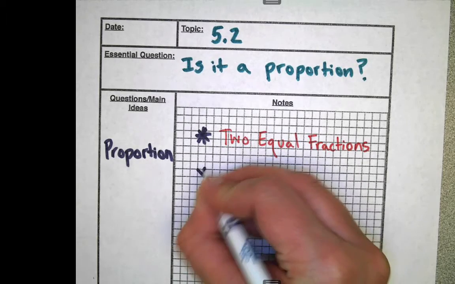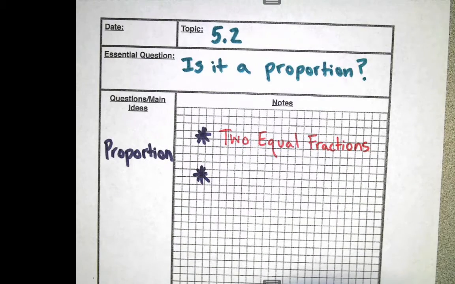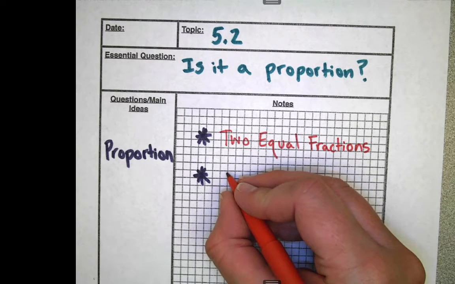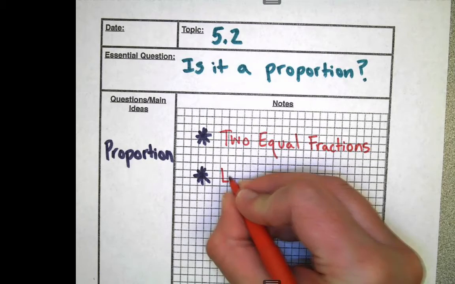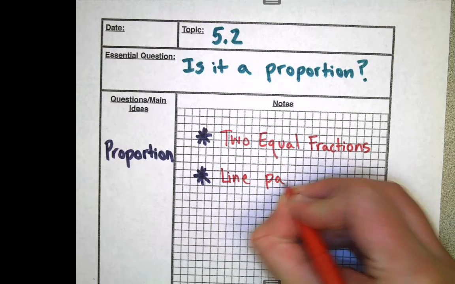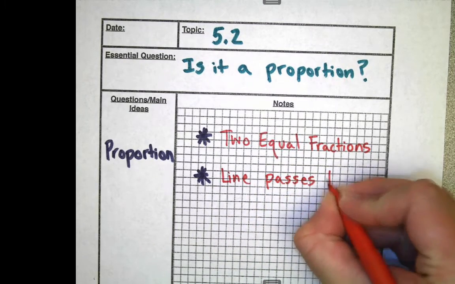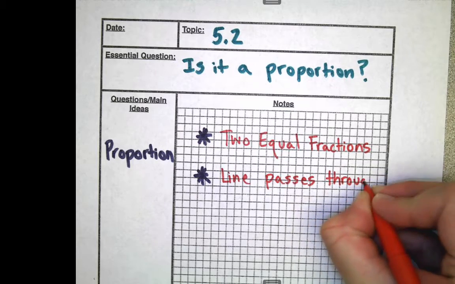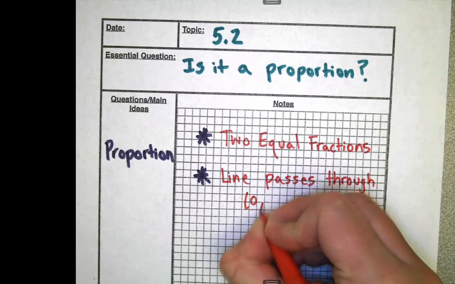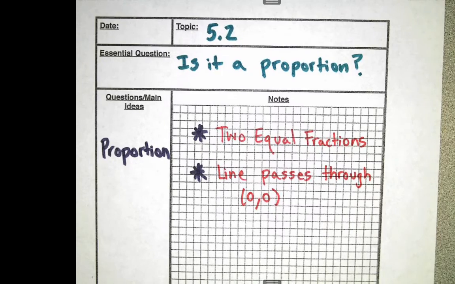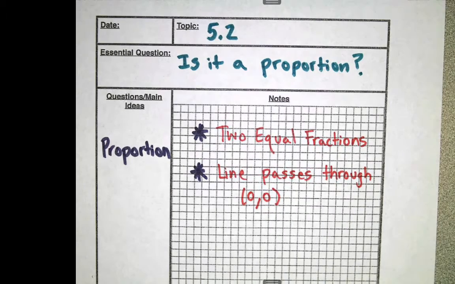So the second bullet point, little star here, that I'm going to write is when we look at it in a graph, it's got to pass through what we call the origin. So the line passes through the origin, which is at 0, 0 on the graph. That is kind of crucial. So we've got two equal fractions. The line has to pass through 0, 0.